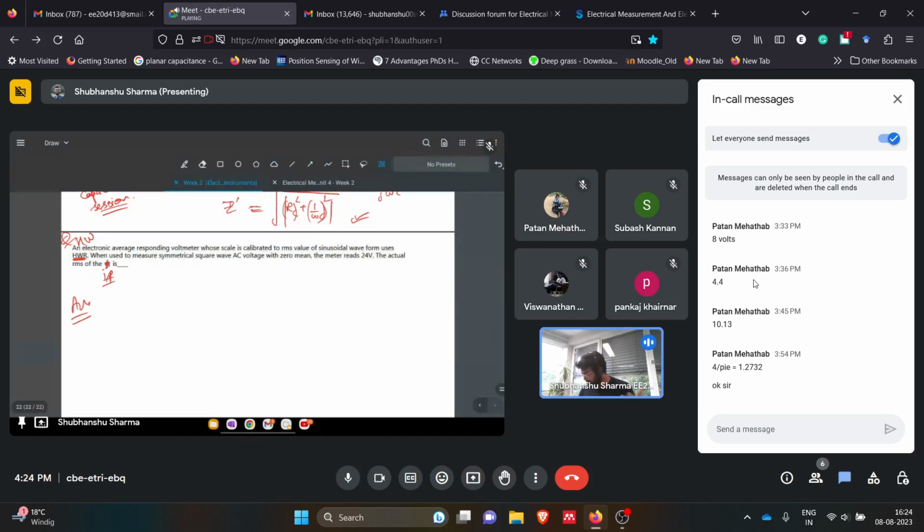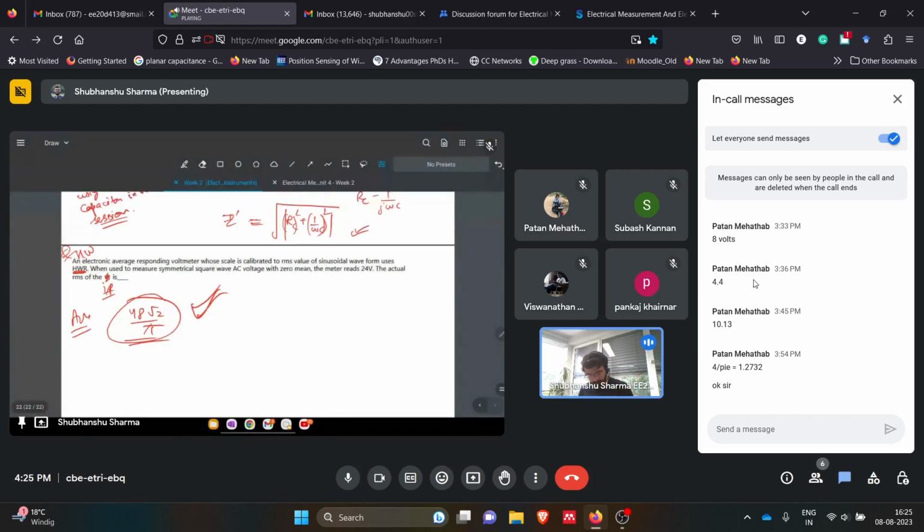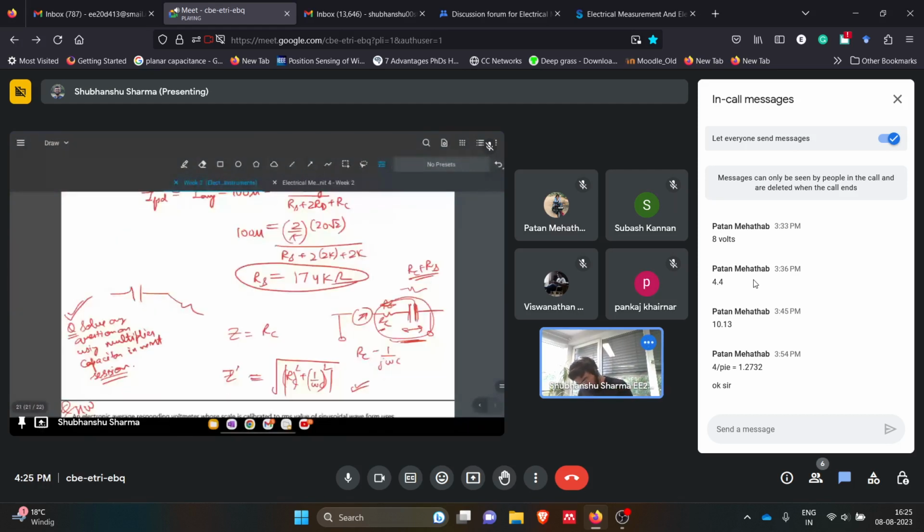Okay, I have the answer. Okay, wait. 48 root 2 by pi. This is the answer for this. So if you solve this, if you don't get this answer, then let me know. We'll solve this in next live session. And this thing we will solve in next live session also. So I think we are done.